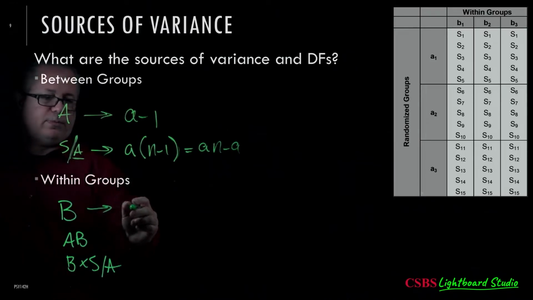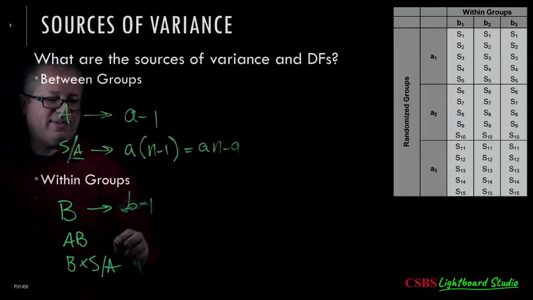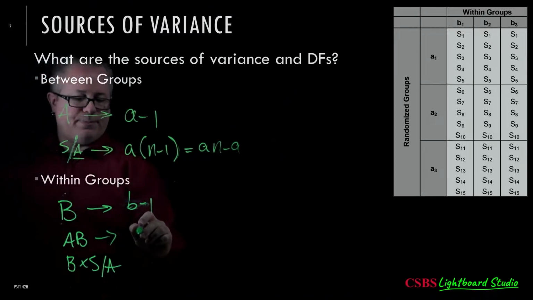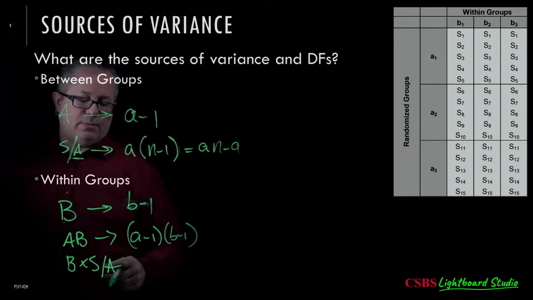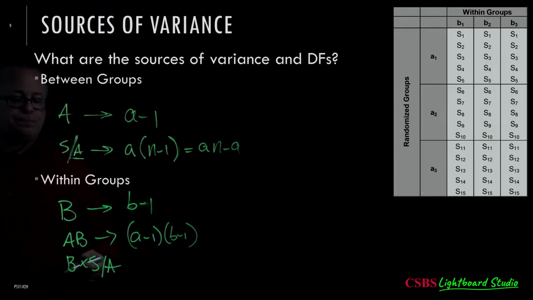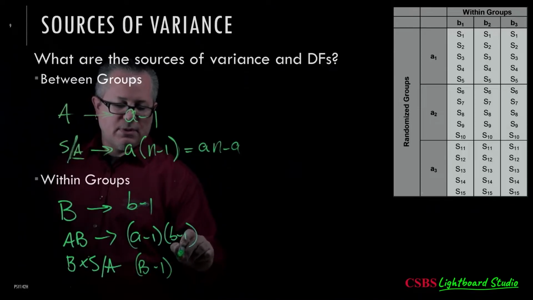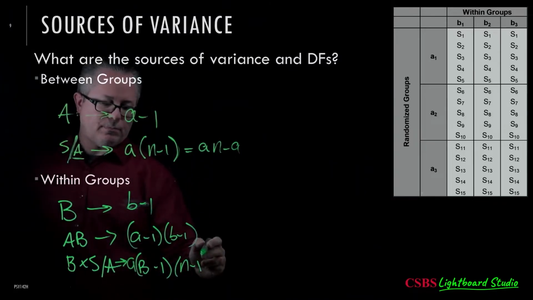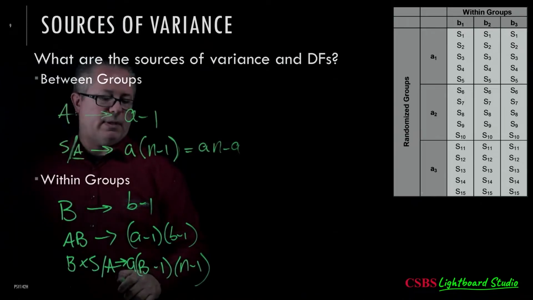So for B, it's pretty simple. I said B and I hand wrote A. B, it's 1. Here, because it's an interaction, we're going to multiply: A minus 1, B minus 1. Here, because again it's an interaction, we're going to multiply. So we're going to do B minus 1 times n minus 1. And then we're going to multiply that by A at the end, because of the A down here. We're going to get A times the B by S interaction.